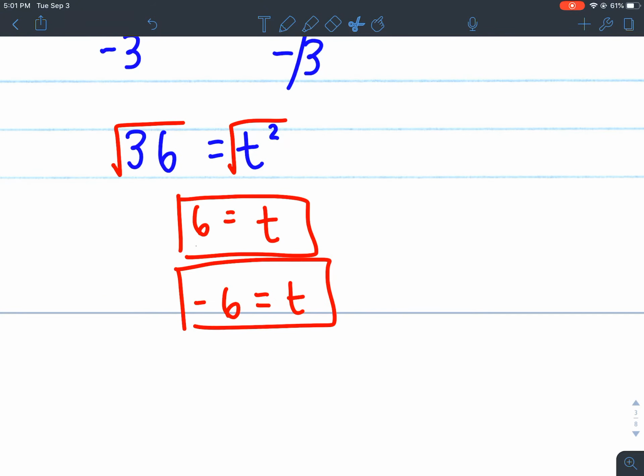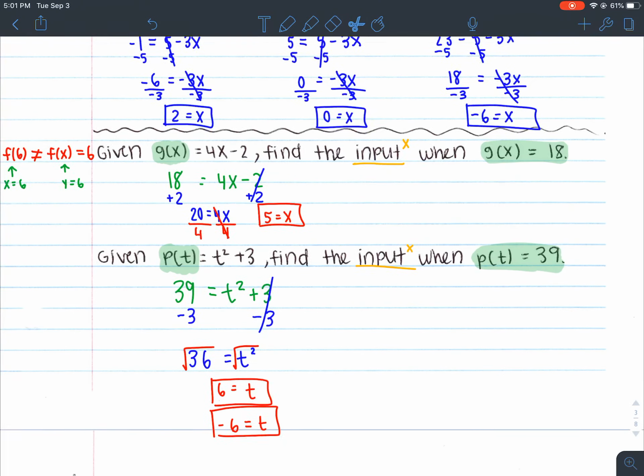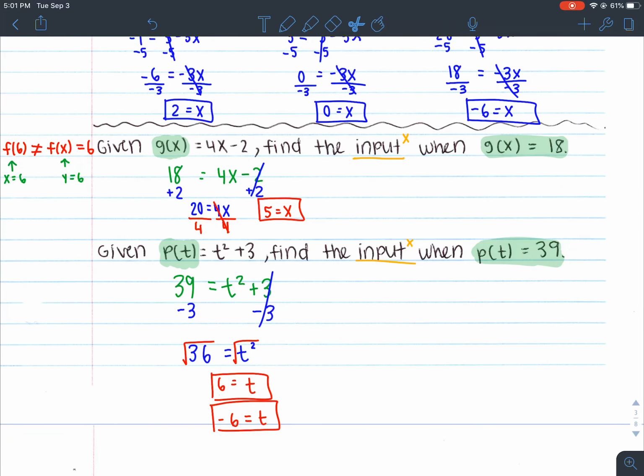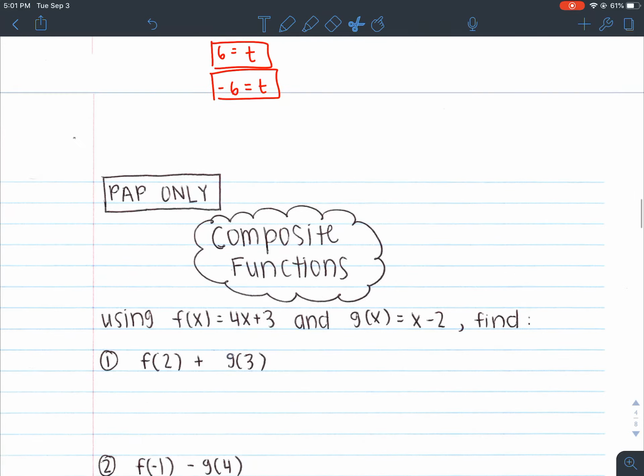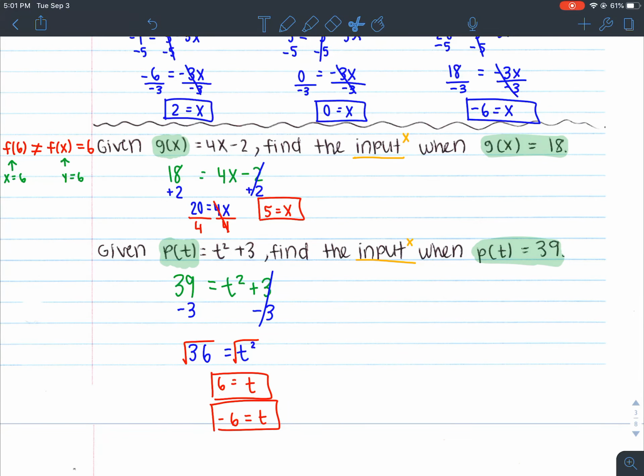So I actually have 2 answers here. I have 6 and I have negative 6. All right, so that's all of the notes for evaluating functions. The pre-P section will be in a separate video, so you don't have to worry about that. If you have any questions over just evaluating functions, please let me know.